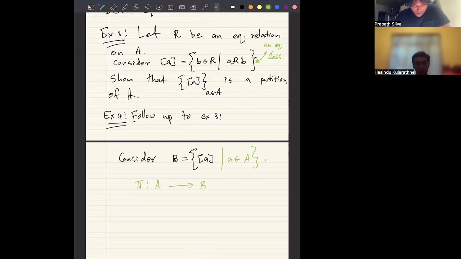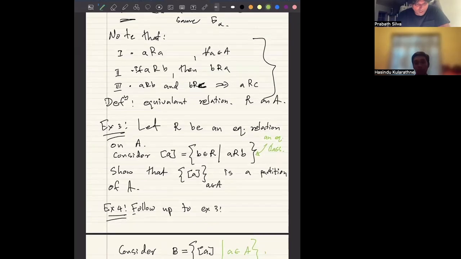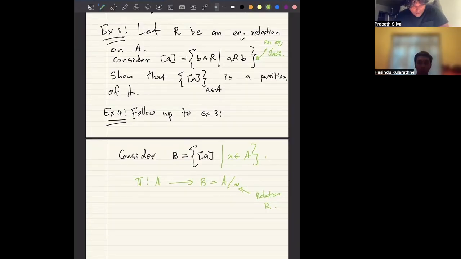We denote the set B by A divided by this relation R. Typically we don't use the letter R, we use something like the common notation, A related to B. And this map pi of A is given by this. And this map is always onto.